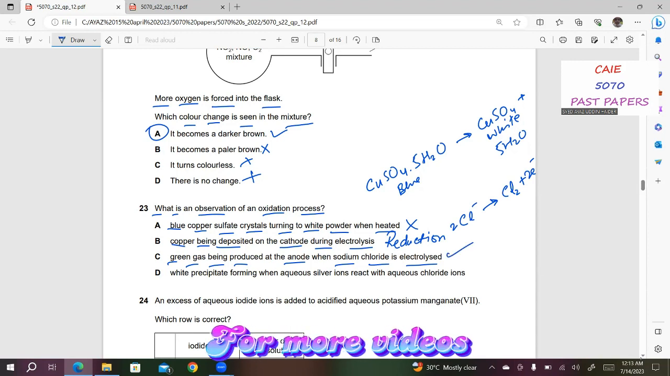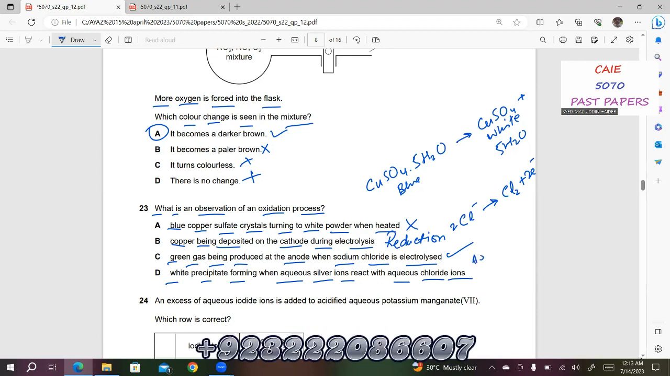For your convenience, I'm reading the last statement also. D, white precipitate forming when aqueous silver ions react with aqueous chloride ions. So this is simply the reaction between Ag+ and Cl- ions to give AgCl. So this is also incorrect. Only choice C is the right answer in this case.